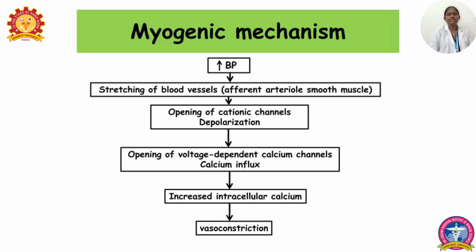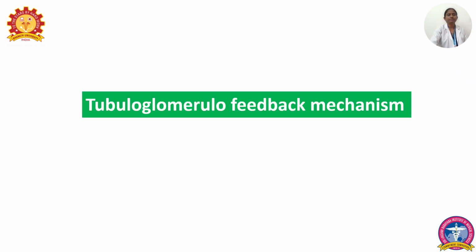So whenever there is an increase in BP, what happens? There is stretching of blood vessels automatically. So whenever there is stretching of blood vessels, the stretch receptors on the blood vessels get activated. So there occurs depolarization. So depolarization occurs, what happens? Resulting in vasoconstriction. So vasoconstriction, thereby regulating the blood flow to the glomerular capillaries and maintaining the GFR at a constant rate.